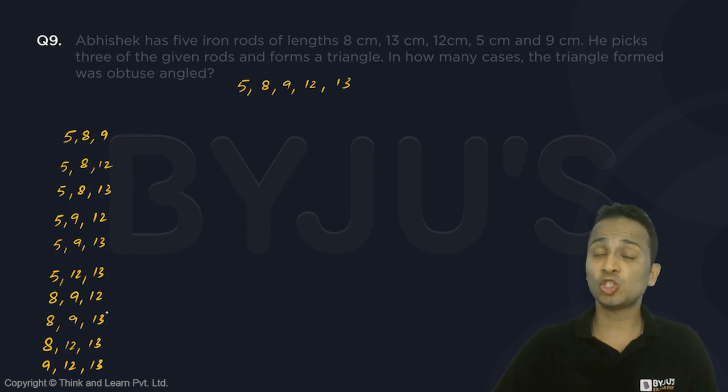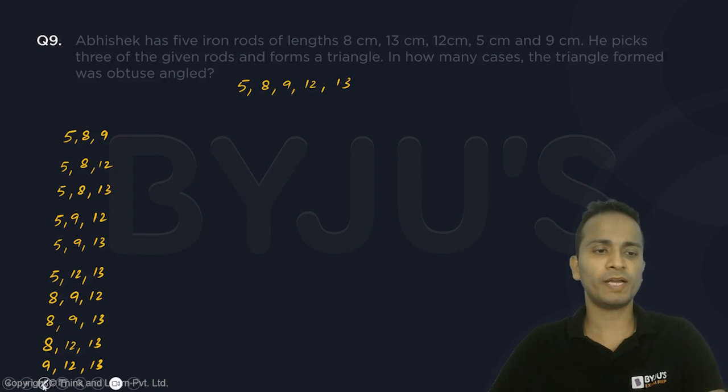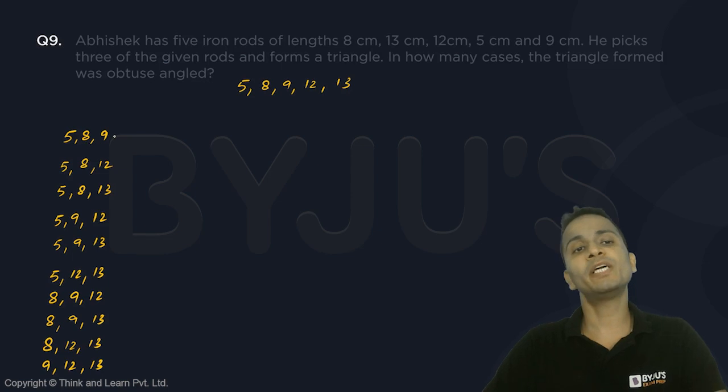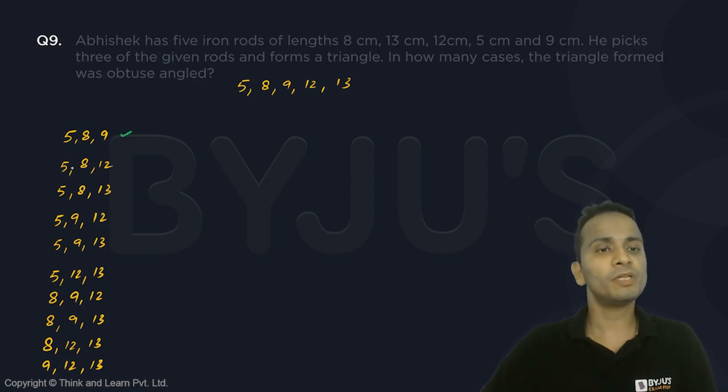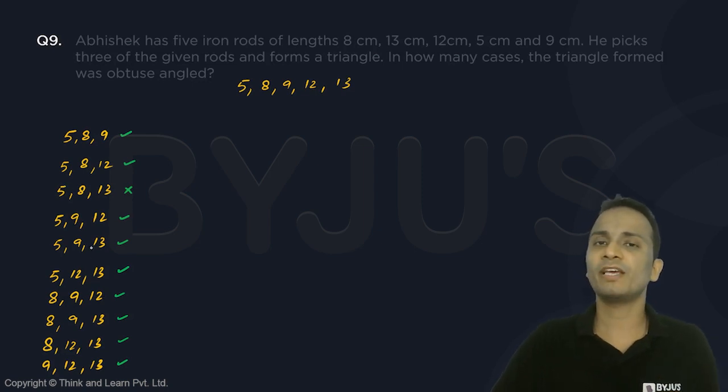So these are the total 10 possibilities, but now I have to check the feasibility of the triangle. For a triangle to be feasible, the sum of the lengths of the shorter sides should be greater than the third side. 5 plus 8 is 13, not greater, so not possible. 5 plus 9 is 14, yes. 5 plus 12, definitely possible. 8 plus 9, 8 plus 12, 9 plus 12, all yes. So there is only one case that I have rejected. The rest 9 cases, the triangle is feasible.